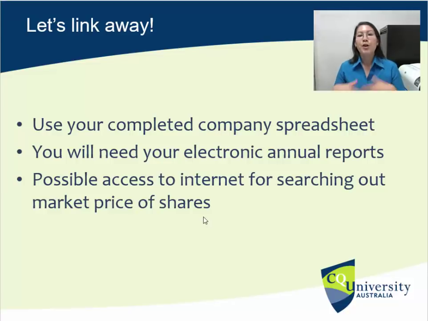Okay, so now we're going to complete the linking. So take the time to pause the video and go and get your PDF reports, get your completed company spreadsheet up to your restated income statements. So you should have completed all your restating. Use your completed company spreadsheets. Go and get your annual reports because we'll need to look through those for number of ordinary shares, market price and cost of capital. And make sure you've got access to the internet to search out market prices of shares if your company doesn't tell you what those are in the actual annual reports. All right, so pause the video now, go and get those and come back and we'll do the ratios.